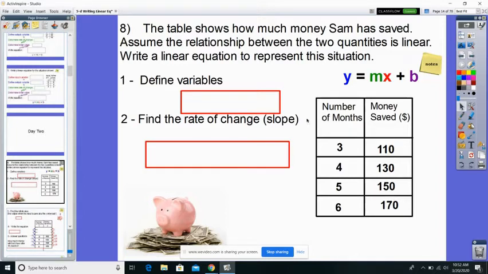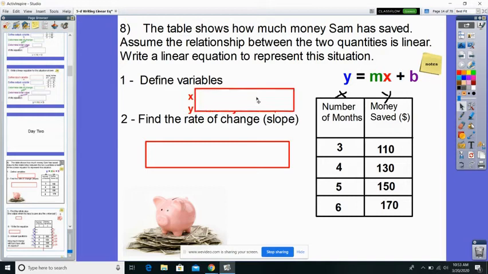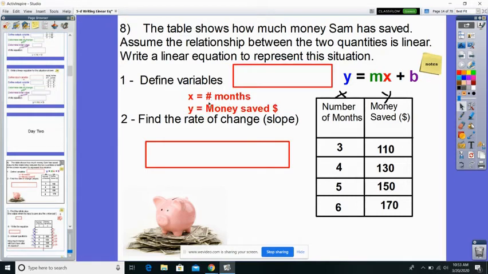The variables are very easily defined as long as we look at the table or the graph that we are given. So if we look at our table, I know that my X is going to be the number of months I saved, and my Y is going to be the total amount of money that I saved. So please remember that your Y is always some kind of total, and your X is the one that you have the ability to change. You have the ability to change the number of months that you are saving for. So we have X as the number of months and Y as the money saved.